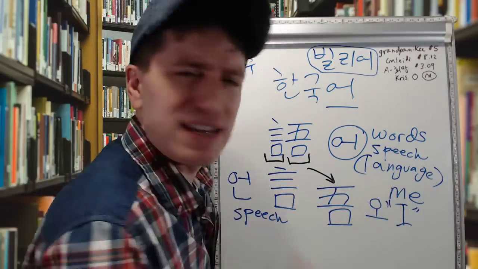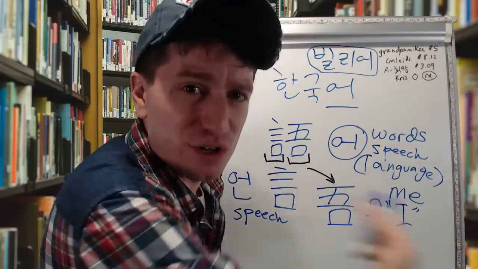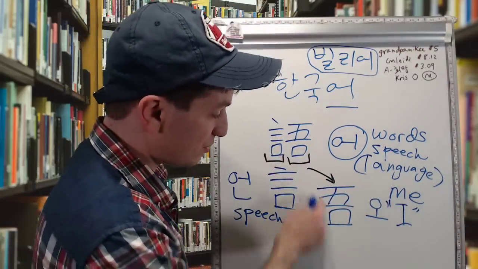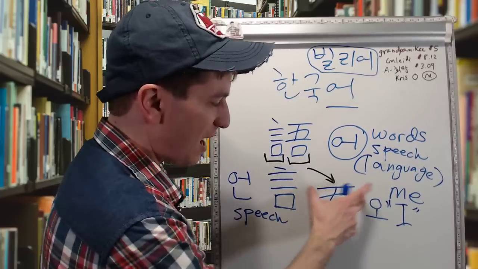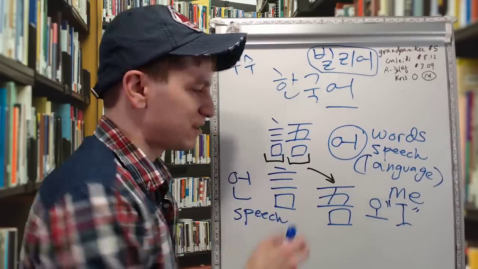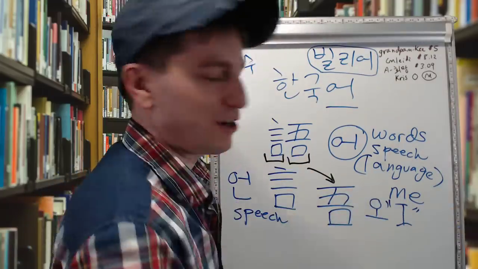But I wouldn't recommend it for finding basic characters ever. Because you would have to already know this in order to be able to do that. You have to know that this is two main radicals. And then even this character is also two different radicals. It's five and mouth. This one also, this is words and mouth. So you have to learn a lot about that separately. So I don't recommend looking up characters by radicals.